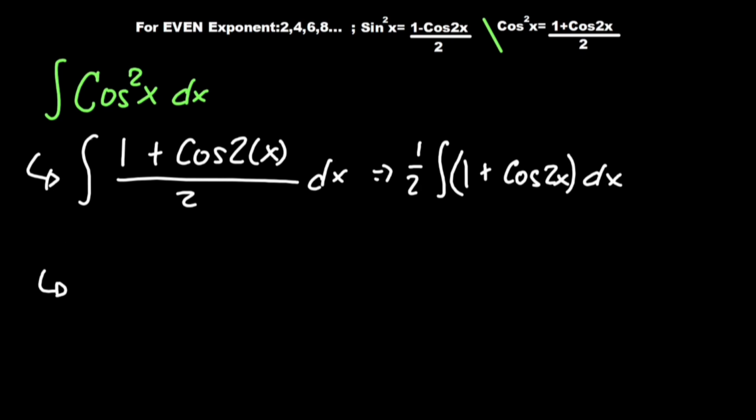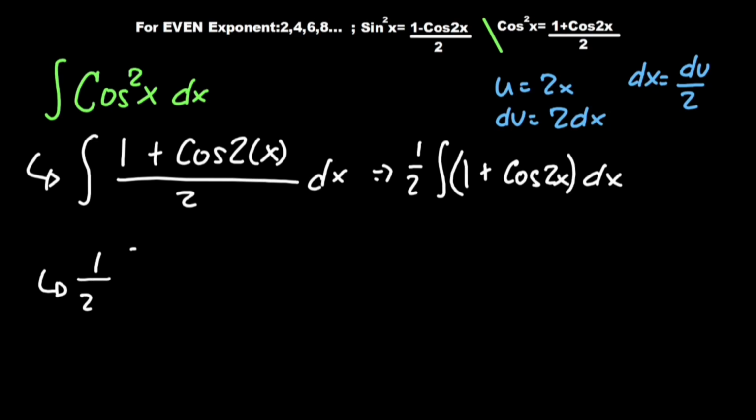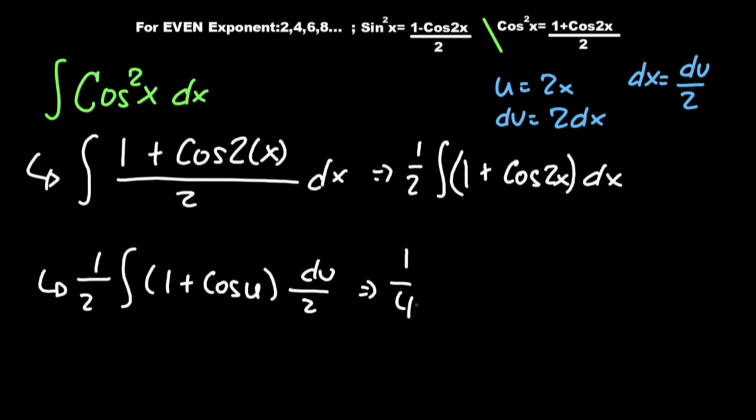Let u here be 2x. Derivative of 2x would be 2 dx. And so the value of dx here would be equal to du over 2. And now let us substitute. We would have 1 over 2, the integral of 1 plus cosine of u, dx right here would be equal to du over 2. Thus, putting 2 outside the integral again, we would have 1/4 integral of 1 plus cosine of u du.